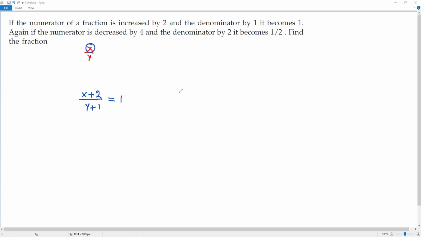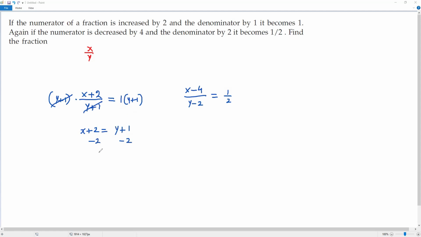Okay, let me decrease the numerator x by 4 and the denominator by 2. That is, y has to be decreased by 2. Then we get y - 2. In that case, the value of the fraction is 1/2. Now let's multiply both sides of the first equation by the denominator y + 1. Here, 1 times y + 1. This y + 1 will cancel out. I'm getting x + 2 equals 1 times y + 1, which is still y + 1.